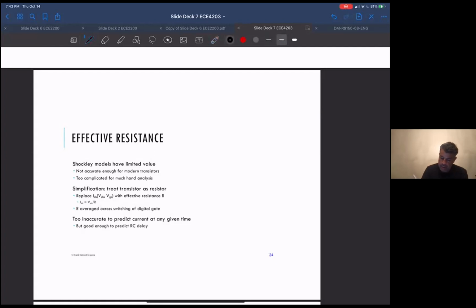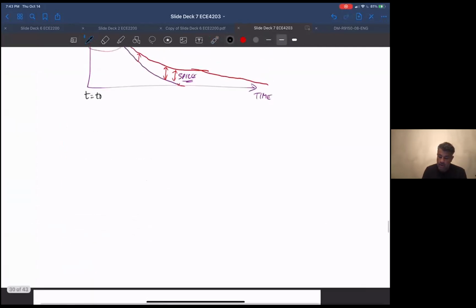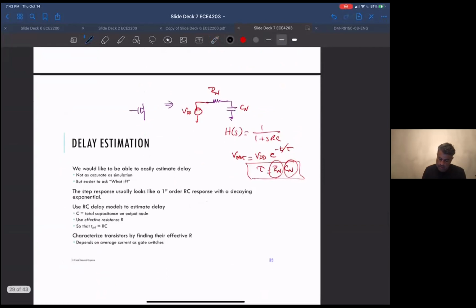This is going to get complicated, but you guys don't have to know this, okay? I'm just saying how you're going to come up with this resistance. Let me just rewind here. If you pick the right value of R and the right value of C, you're going to come up with a pretty good estimate of the delay through a transistor, a MOS transistor.